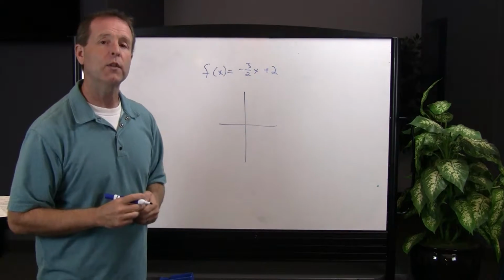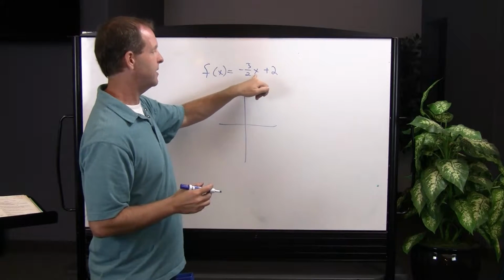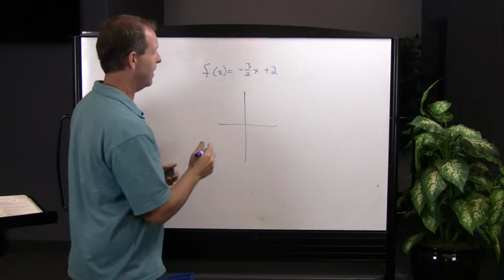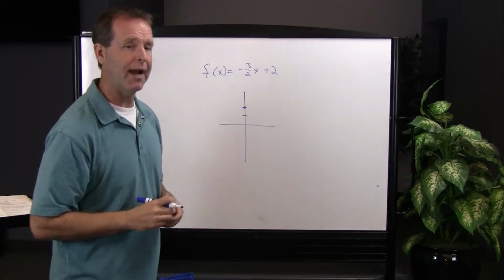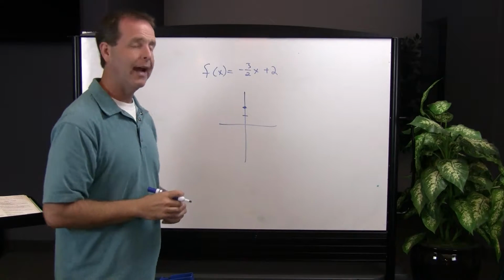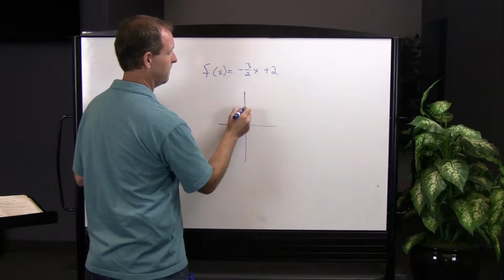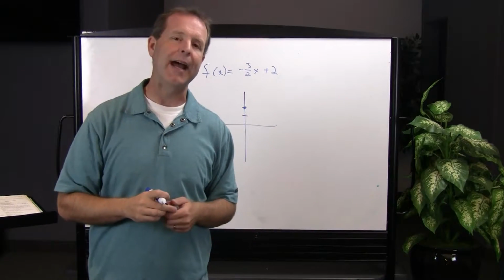Well, generally what we'll start with is we'll look at this second term right here, the term that's not associated with the x. And I notice it's a plus 2. What that tells me is that this graph crosses the y-axis at the point 0 and 2. The number in front of the x is my slope, negative 3/2.